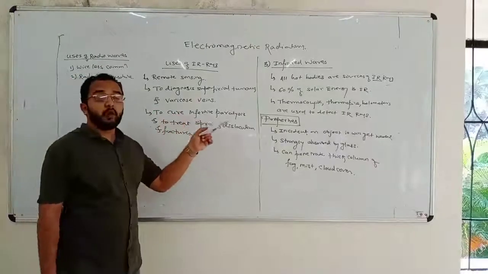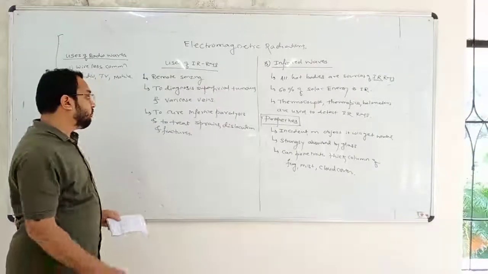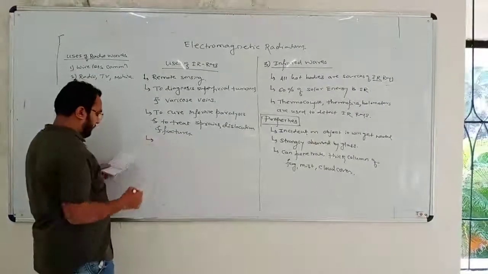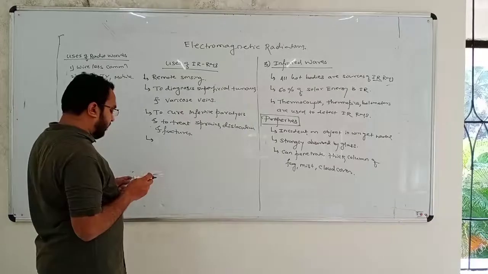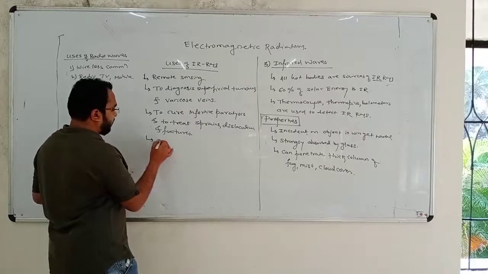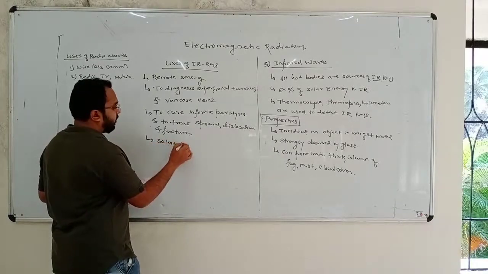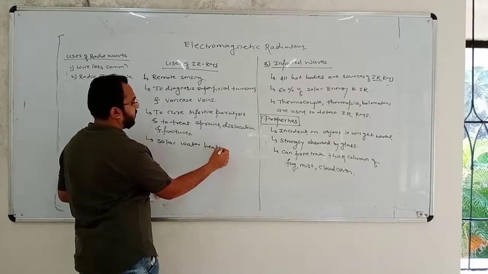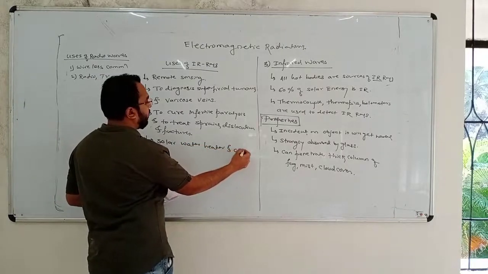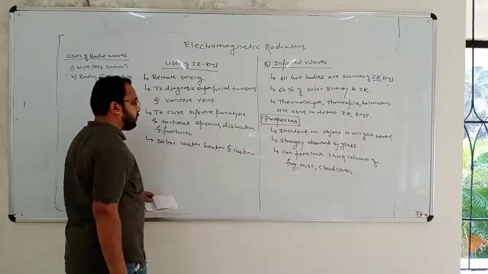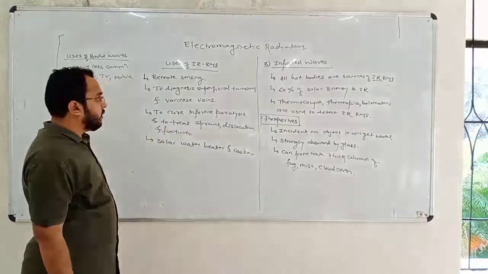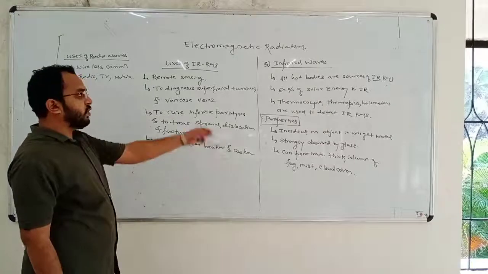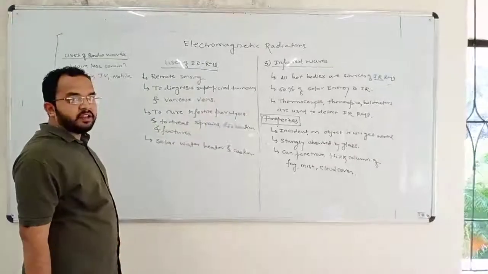Varicose veins is nowadays a very dangerous problem. Okay, solar water heater and cooker. So solar cooker and solar water heater use 60% of solar energy, which is infrared rays.